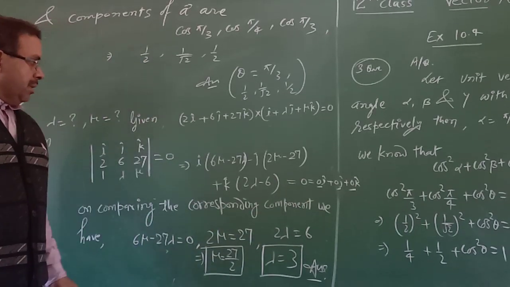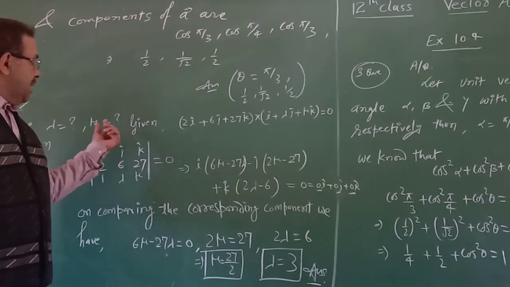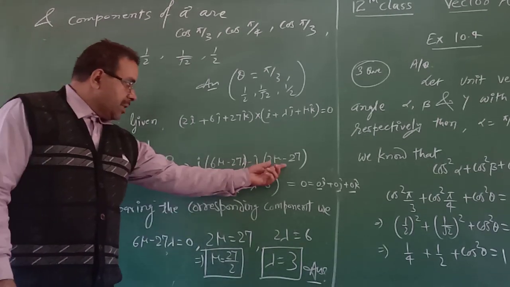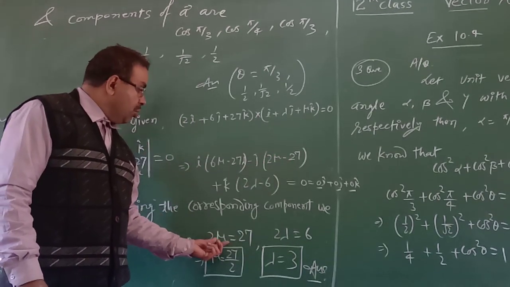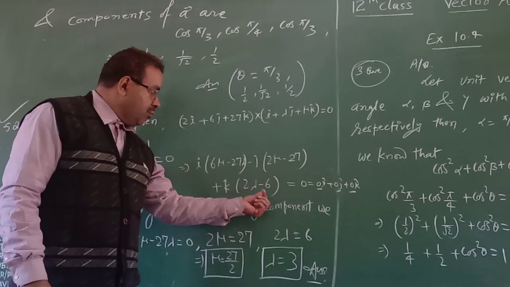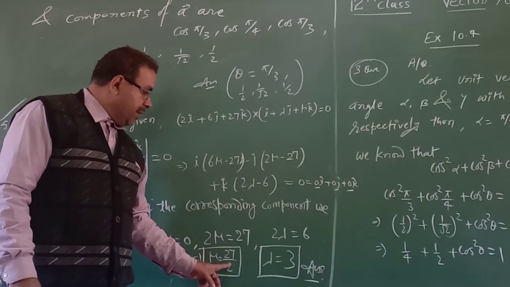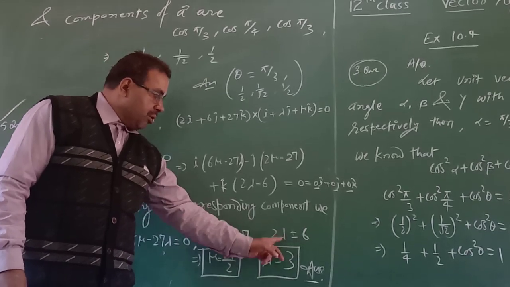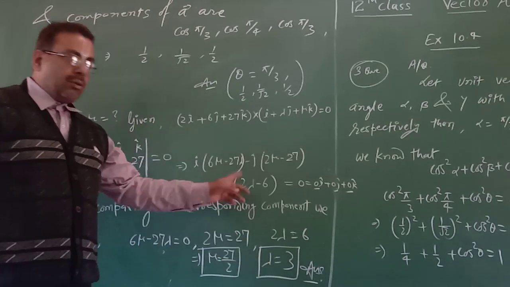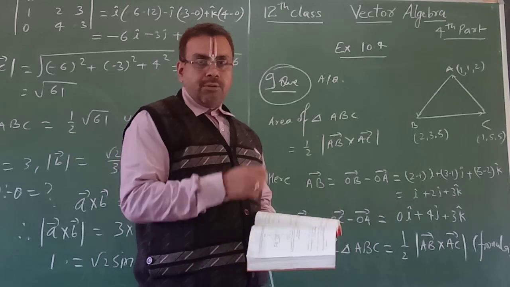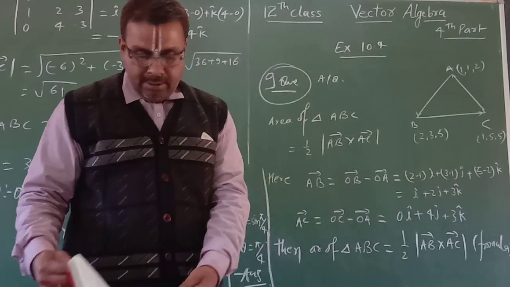Then finally we need the value of lambda and mu. From the second step we have 2 mu equal to 27 and here 2 lambda is equal to 6, and thus the value of mu is equal to 27 by 2 and the value of lambda is equal to 3. So 6 is the answer of this question. Next question, question number 9.